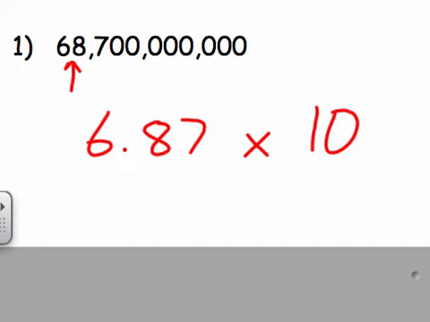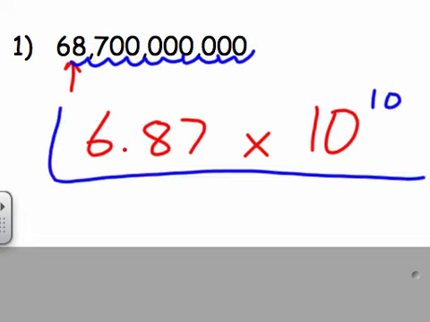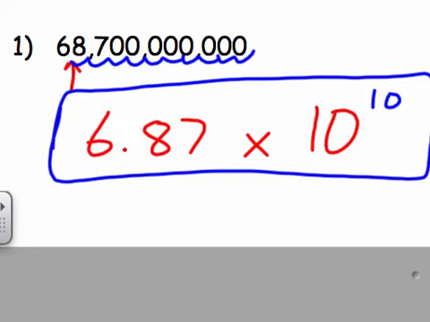Well, the 6.87 is going to represent a bigger number, right? A 68 billion. So I got to see how many times my decimal moved. And if we take a look, it went 1, 2, 3, 4, 5, 6, 7, 8, 9, 10 spots. 10 spots. So that would be my answer. 6.87 times 10 to the 10th power. That would represent my 68,700,000,000.